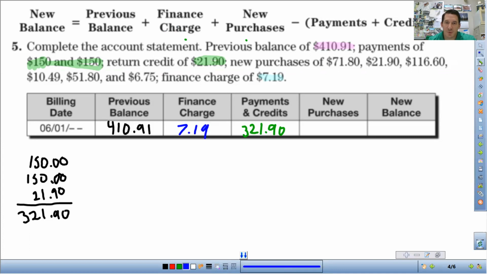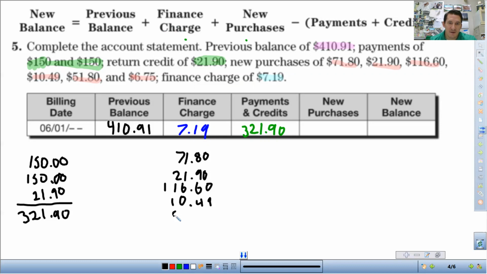And then the last one, new purchases. So we'll add everything up, the new purchases in red. So 71.80, 21.90, 116.60, 10.49, 51.80, and 6.75. So we have all those charges. We need to add all of them up.